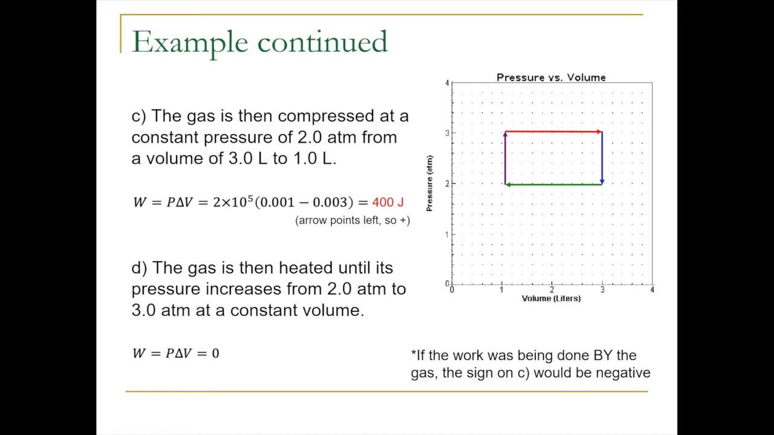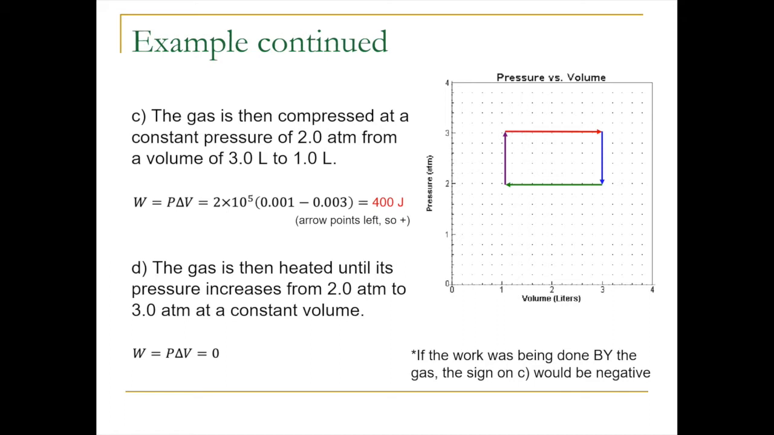With D, again, we're going to take this gas at 2 atmospheres, we're going to increase it to 3 atmospheres, and we're going to keep this at a constant volume. Well, this is just like part B, where no work is being done in the process because there is no volume change. And because of that, the work being done is 0.